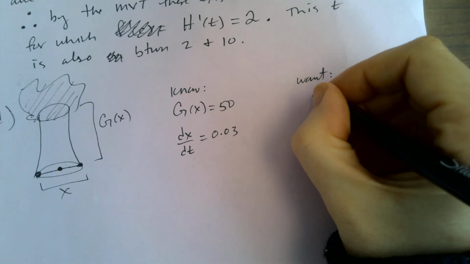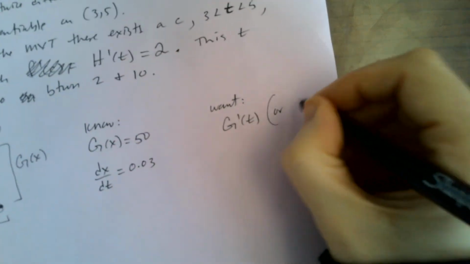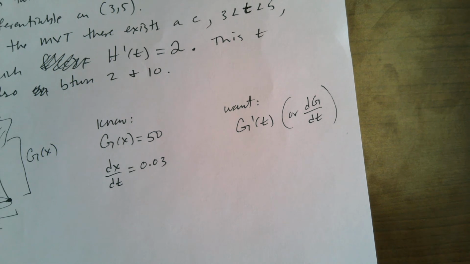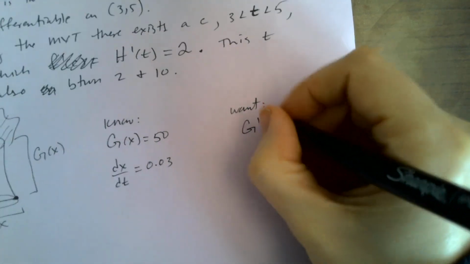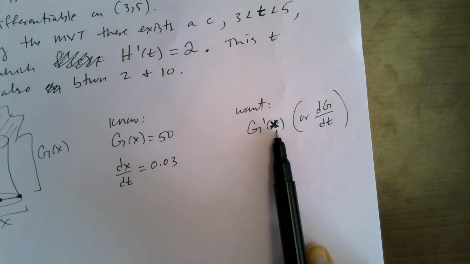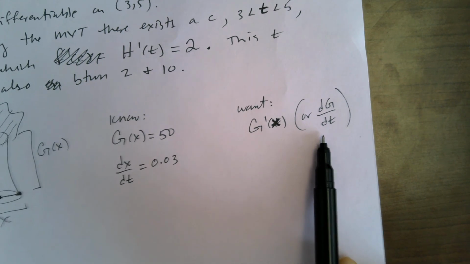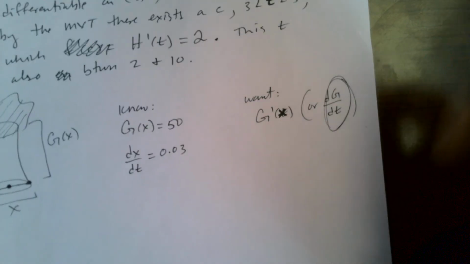So we want g prime of t, or you could say dg/dt. Or actually, it's x. We want g prime of x, but x is a function of t, so that's why I put it like this. I think this is better. What is the rate of change of the height of the tree with respect to time? With respect to time means this one.